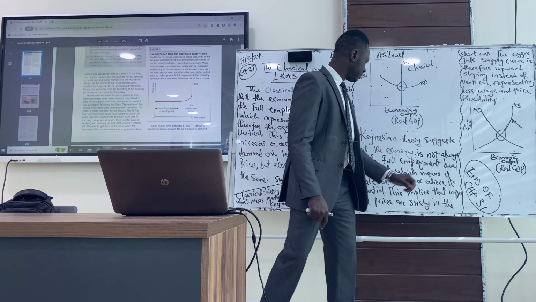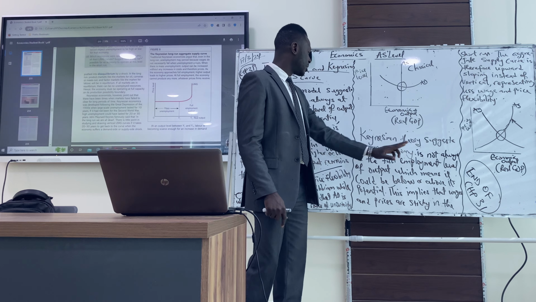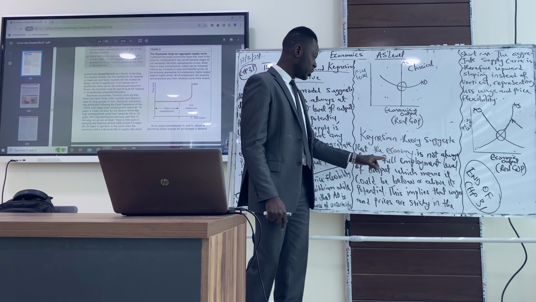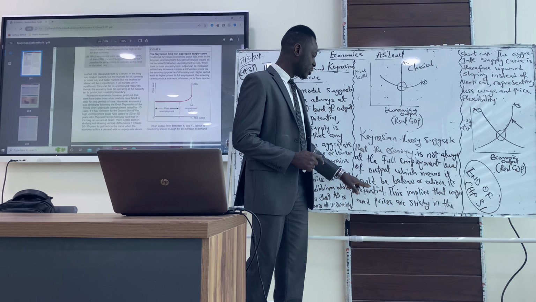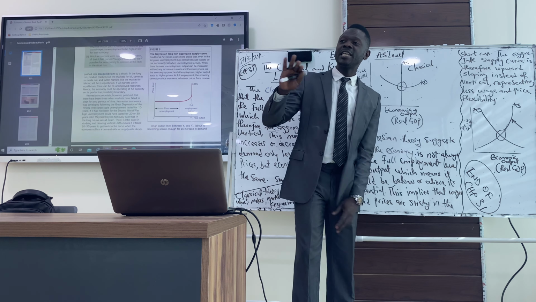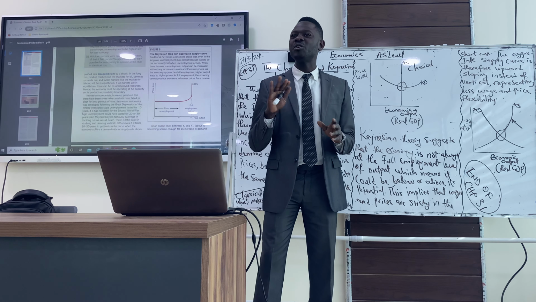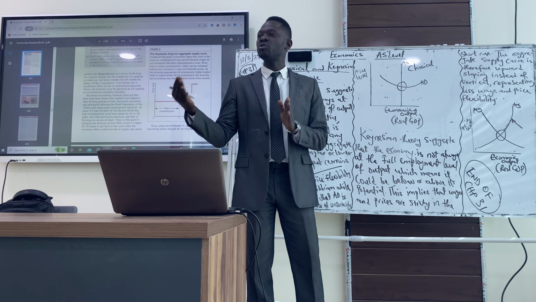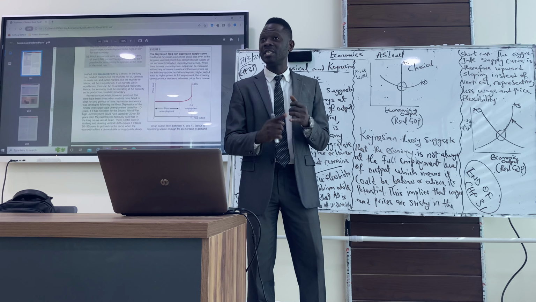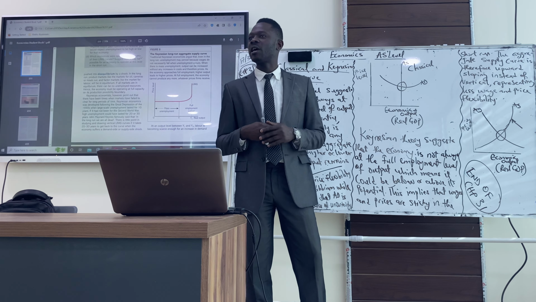Then for the Keynesian theory, they suggest that the economy is not always at the full employment level of output, which means it could be below or above its potential. This implies that wages and prices are sticky in the short run. So for the Keynesian, they believe the economy is not always what they say it used to be. That means there's always market failure within the economy. That means there's uncertainty in the economy, there are unemployed resources within the economy.